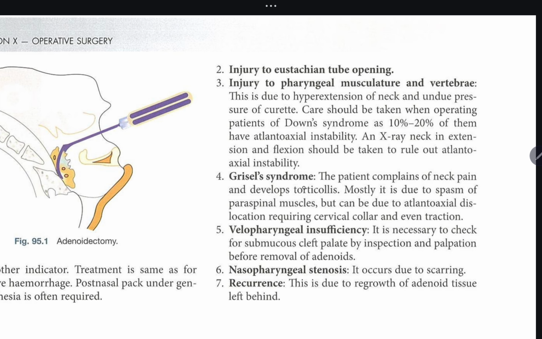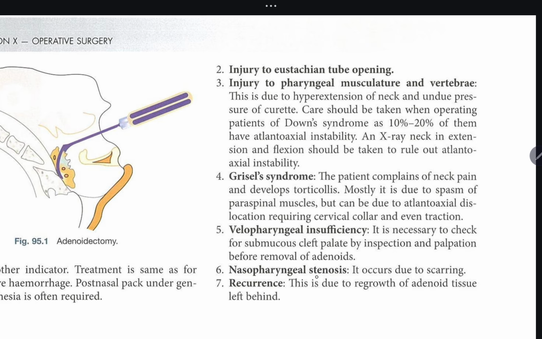4. Grisel syndrome. The patient complains of neck pain and develops torticollis. Mostly it is due to spasm of paraspinal muscles, but can be due to atlantoaxial dislocation requiring cervical collar and even traction. 5. Velopharyngeal insufficiency. It is necessary to check for submucous cleft palate by inspection and palpation before removal of adenoids.